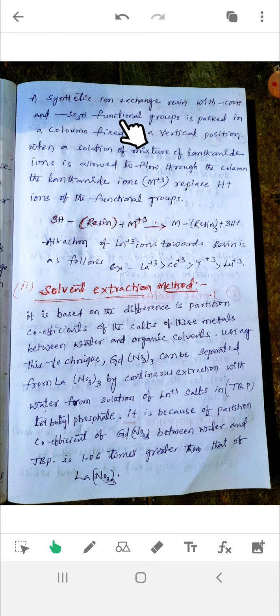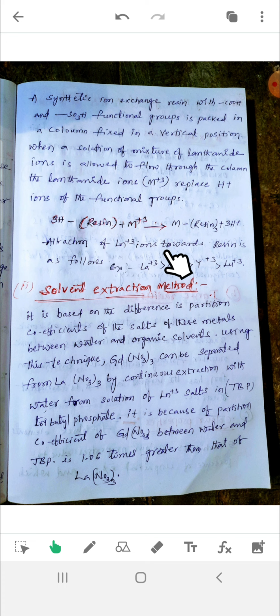Here a synthetic ion exchange resin with COOH and SO3H functional groups is packed in a column, fixed in a vertical position. When a solution of a mixture of lanthanide ions is allowed to flow through the column, the lanthanide ions M plus 3 are replaced by the H plus ions of the functional groups. Here 3H resin and lanthanides give M resin with the lanthanides and 3H plus.